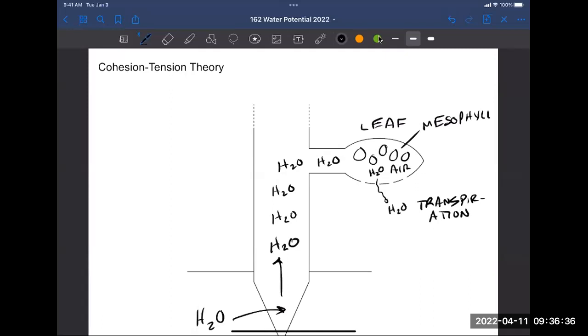As this water molecule leaves the moist surface of those mesophyll cells, it's going to pull a little bit on the water molecules behind it. And it does so because water molecules are polar and they make hydrogen bonds with each other. So we've got to think about hydrogen bonding. And in fact, that's the cohesion part of this: hydrogen bonds between water molecules.